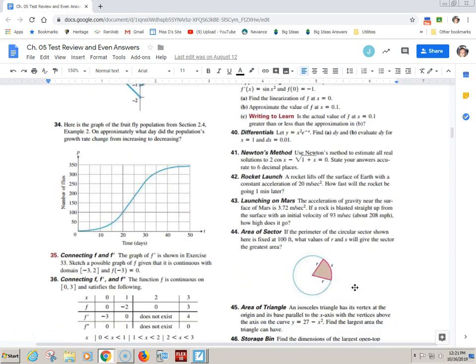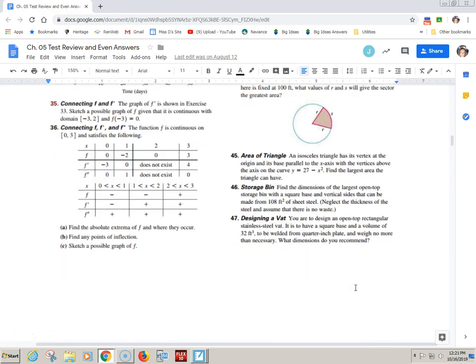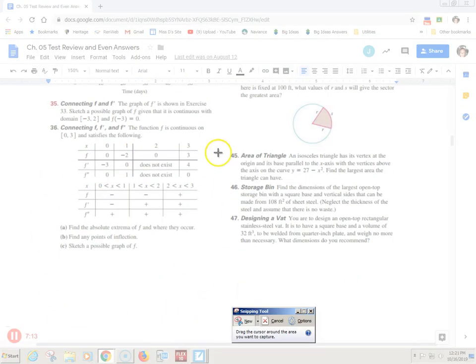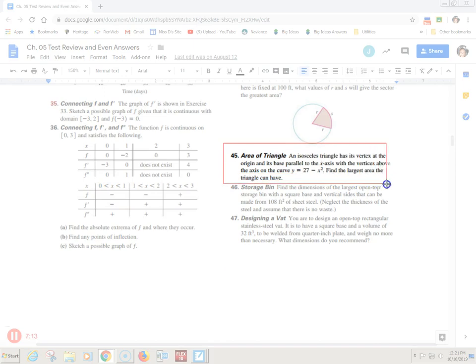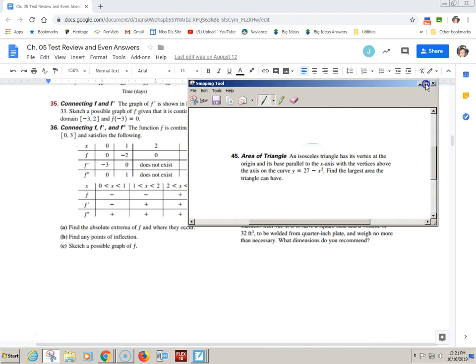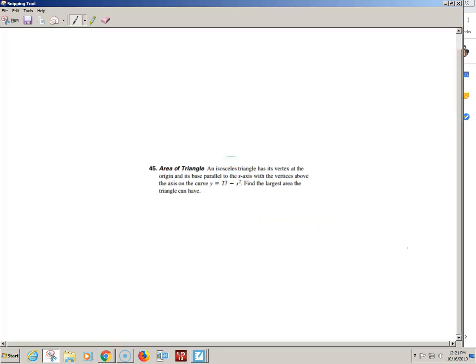45 is giving us an optimization problem. Perfect. That's actually what I was looking for, because why am I automatically categorizing it as optimization, guys? Largest area. Perfect. Okay. If you did not draw a picture of this, shame on you. It's the first thing you should have done.